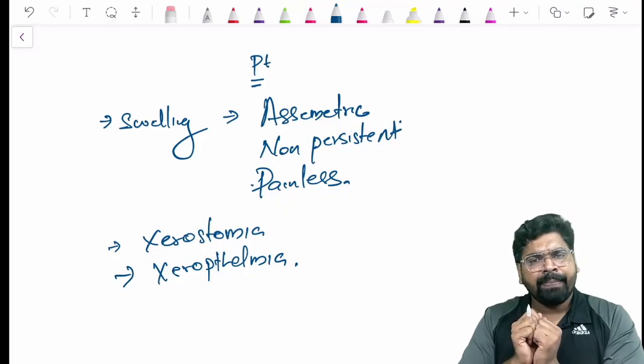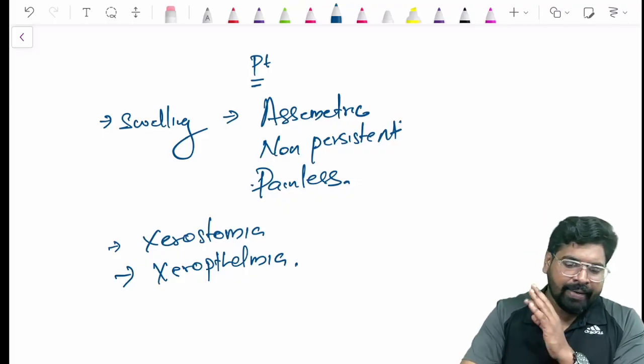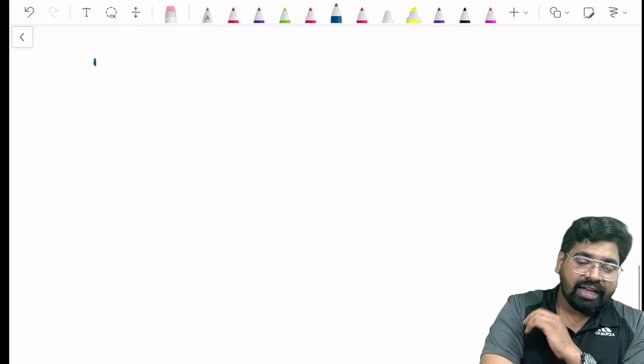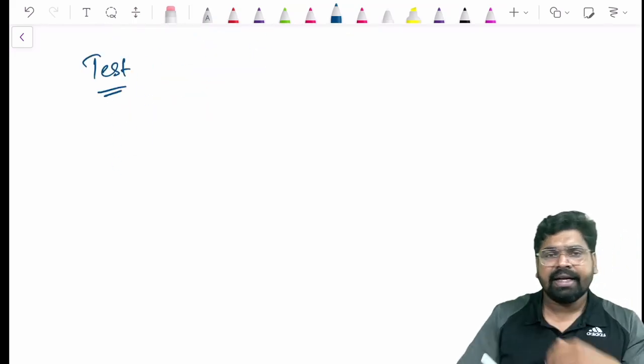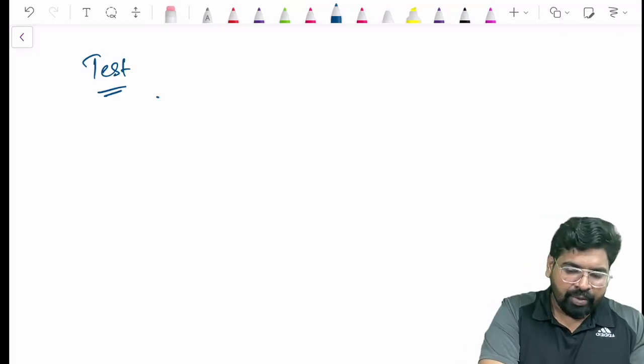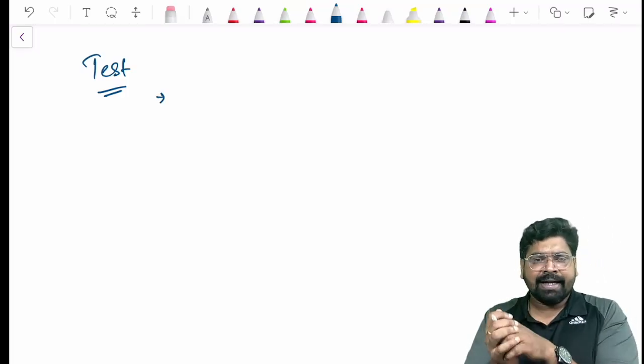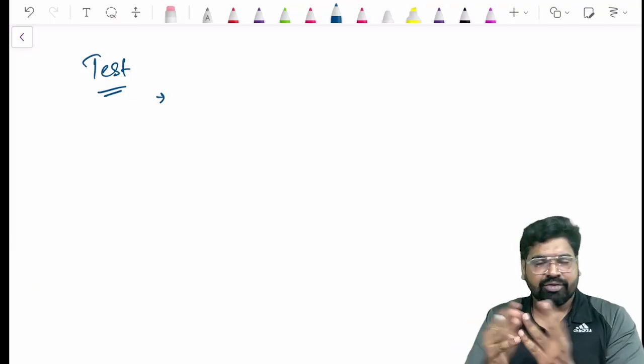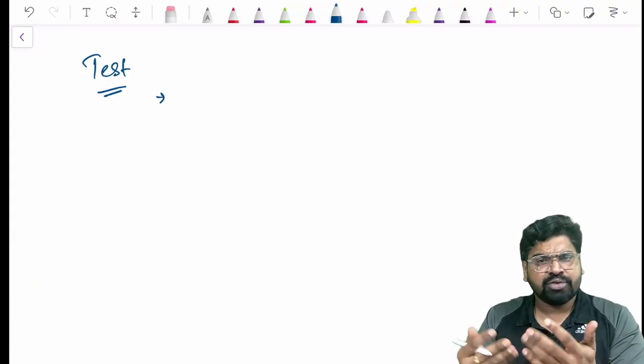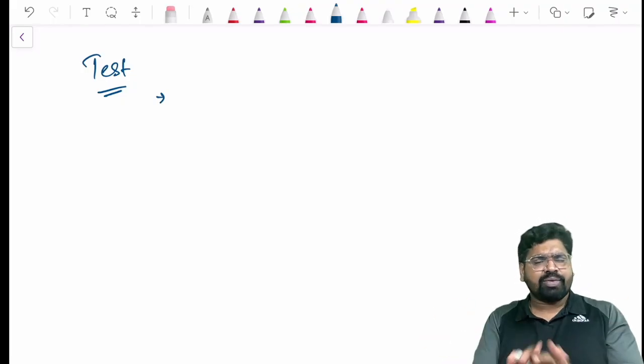So what will we do? We will do certain tests. These tests are very, very important. Now I will tell you a technique to memorize these tests. Imagine that Sjogren is a female. Autoimmune disorders usually come in females, so Sjogren is a girl.